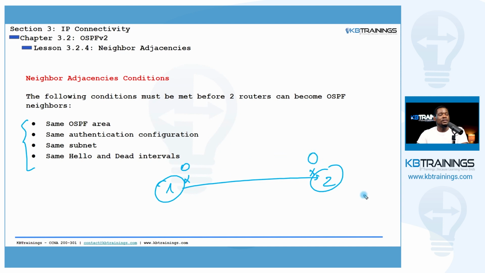And by the way, I need to mention that the process ID doesn't matter in this case, because we know that we always do IP, OSPF, and then the process number. So the process number is not relevant in this case. It might be different from router to router.